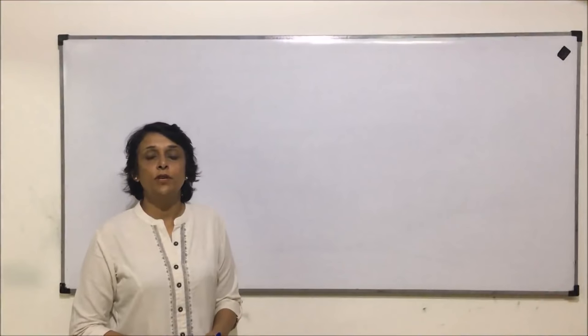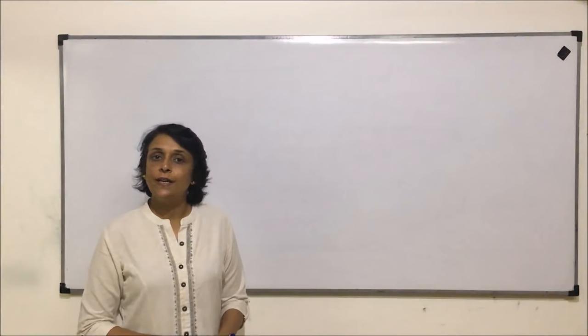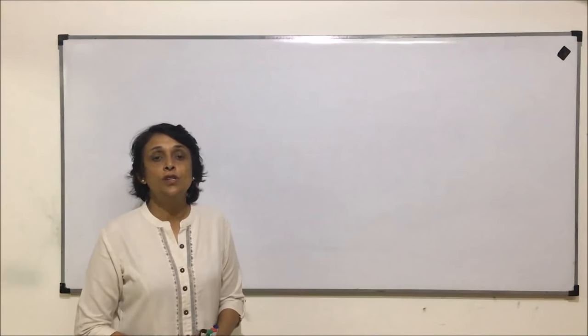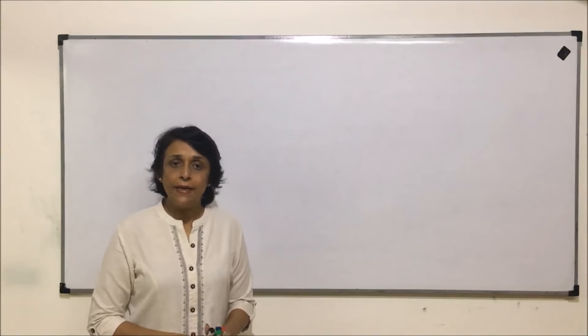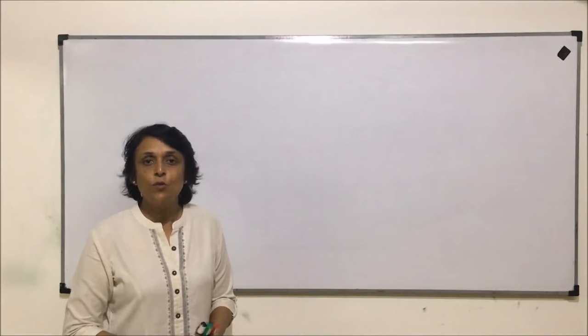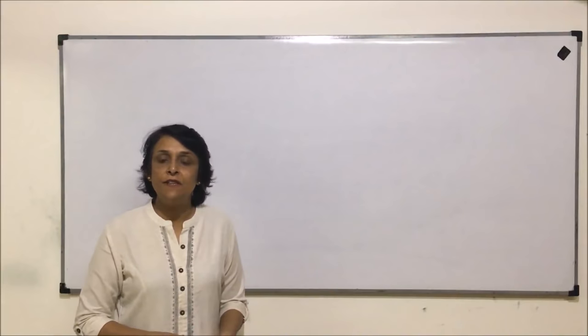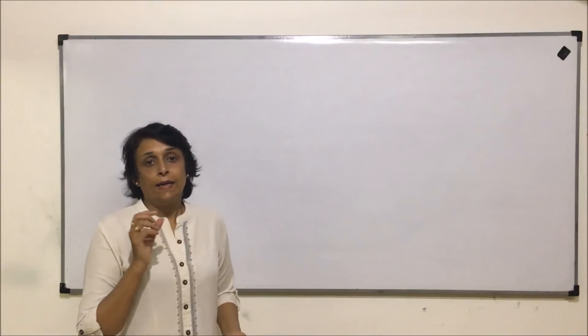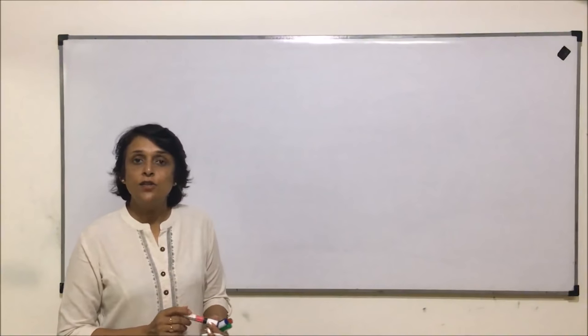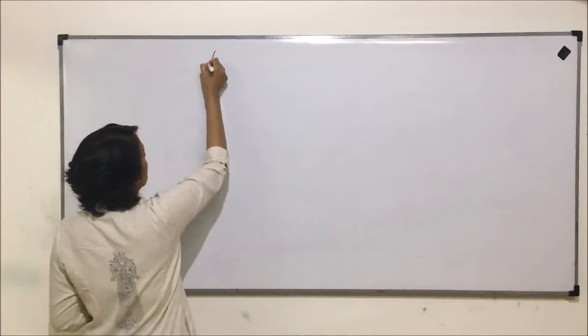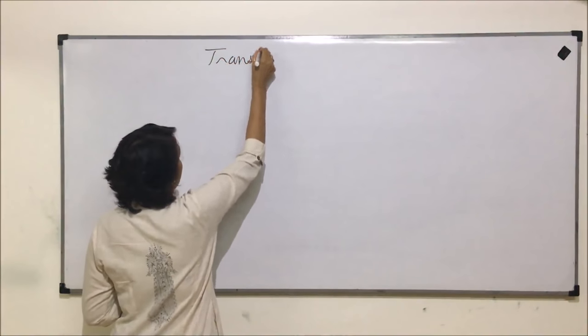In the previous videos, we talked about the genetic code and how those 64 codons were obtained, and the scientists who contributed to that code. We also talked about the salient features of the code. Now, in this particular section, we are talking of the process of translation.